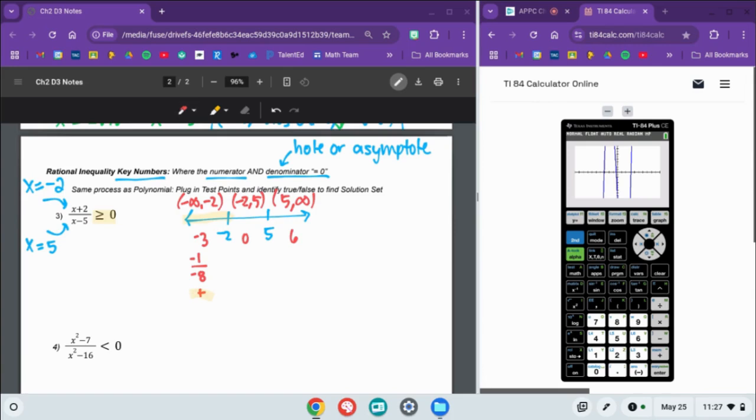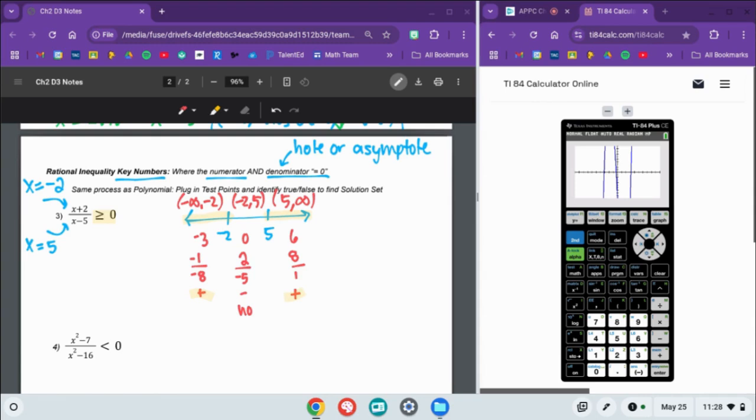All right, and if I move on, then I'm going to plug in the number 0. So 0 plus 2 is 2. 0 minus 5 is negative 5. That gives me a negative. That is not part of my solution set. So we're going to move on to the next one. 6 plus 2 is 8, and then 6 minus 5 is 1. So that gives me a positive value, and that would be part of my solution set.